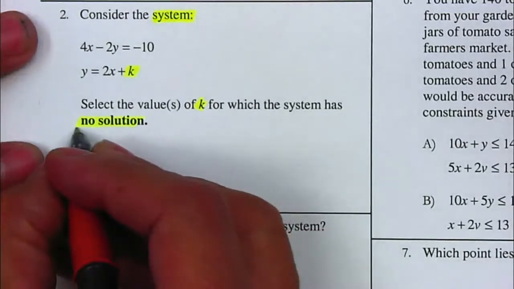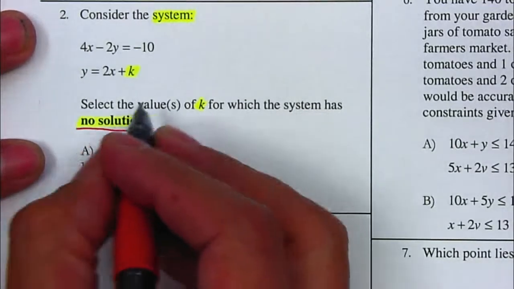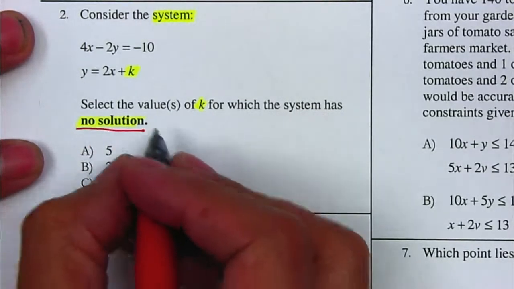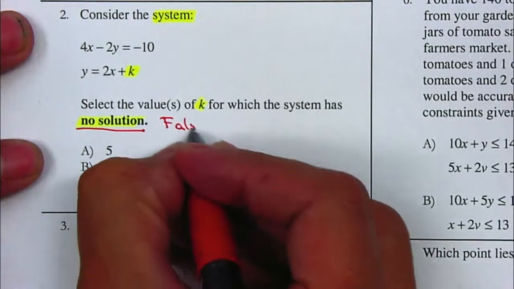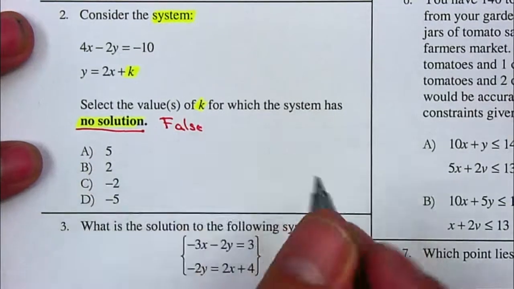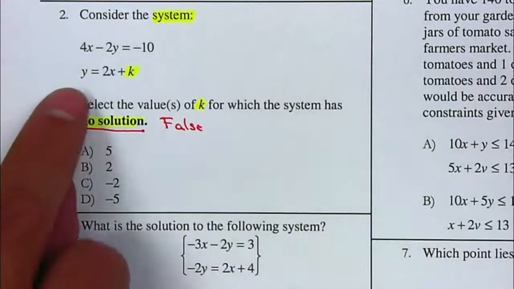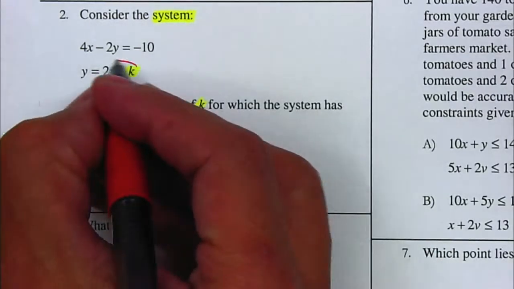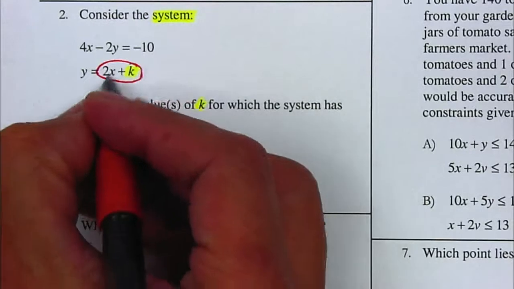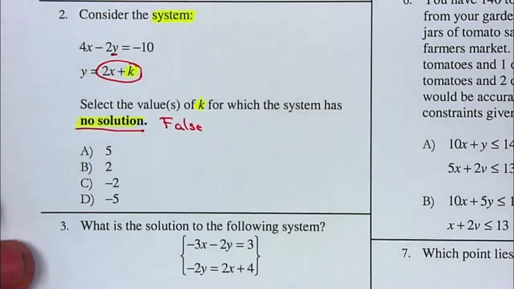Remember that whenever a system has no solution, the x's and y's are going to cancel, and you're going to end up with a false statement. In this case, because there's a y equal to, it'll be easier to solve it by substitution. I'm going to plug in the y inside the y.